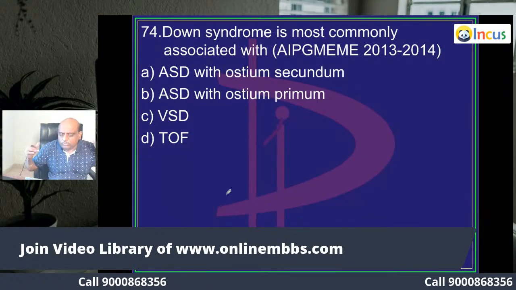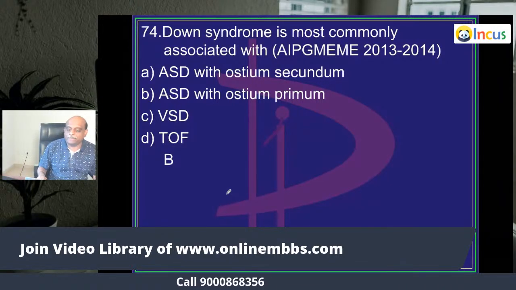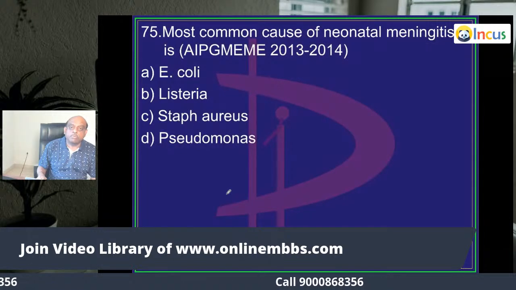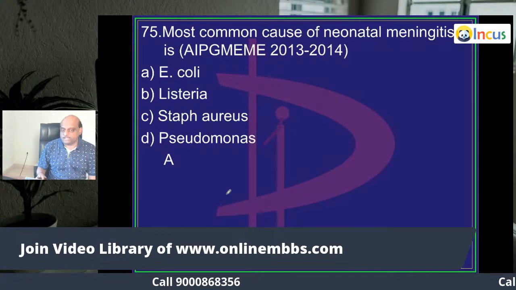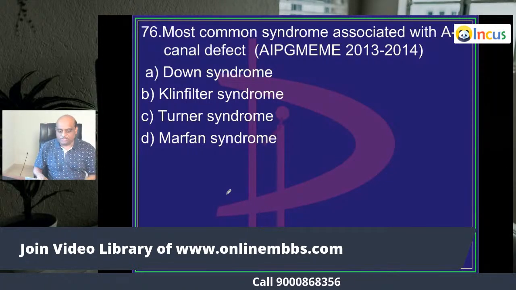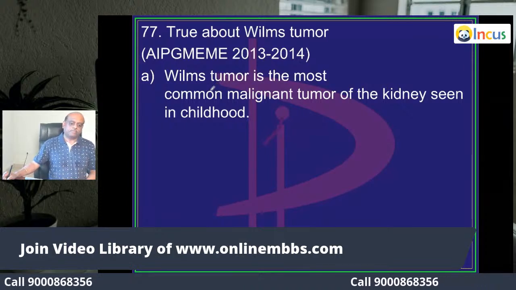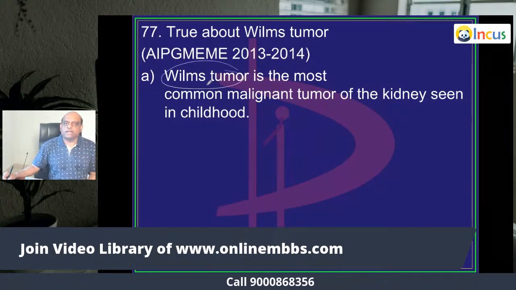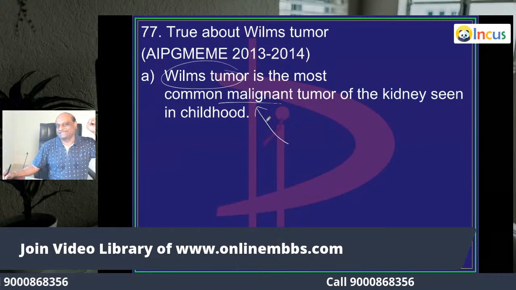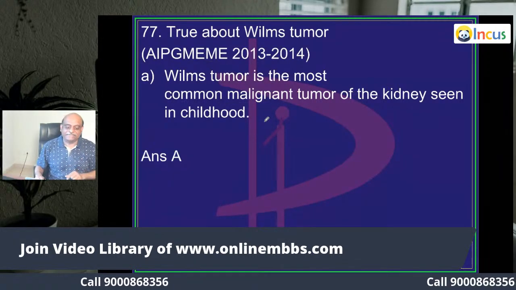Down's syndrome is most commonly associated with ASD with ostium primum. The most common cause of neonatal meningitis: E. coli. For the AV canal defect, the most common associated syndrome is Down's. Wilms tumor is the most common malignant tumor of the kidney. Please don't confuse. Seen in childhood.